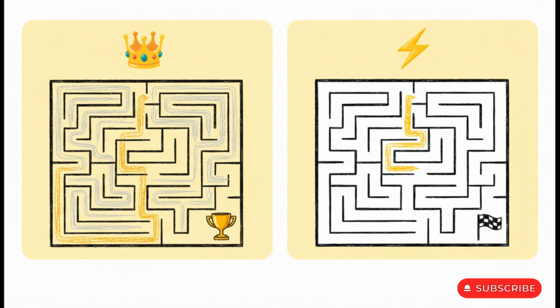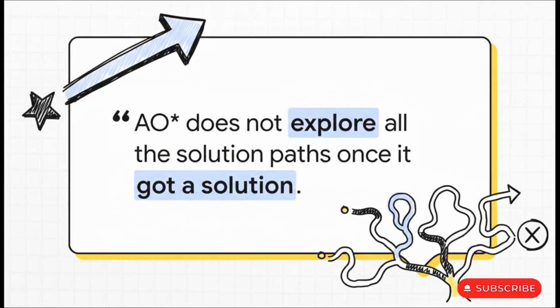But AO*? It plays a different game. Its goal is just to find a solution path, any viable path. And once it finds one, it stops. Its job is done. It makes absolutely no promise that the path it found is the cheapest or the fastest one out there. So this is the main takeaway, the thing you have to remember.